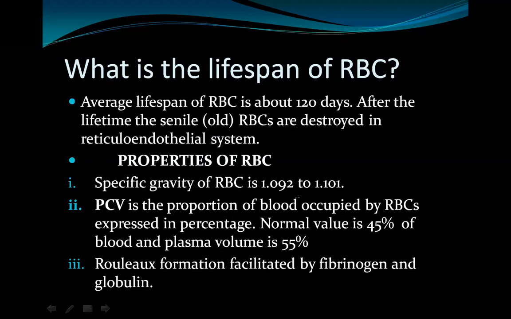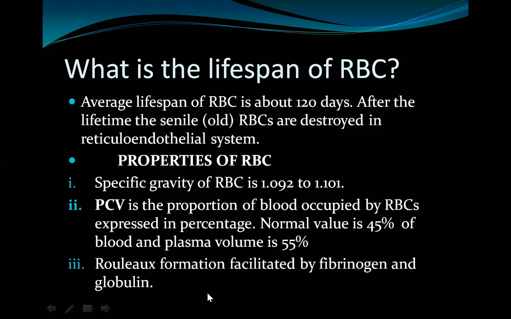So the properties of red blood cells: they have a specific gravity of 1.092 to 1.101. They have a packed cell volume. Packed cell volume is the proportion of blood that is occupied by the red blood cells, expressed in percentage. The normal packed cell volume is 45% of blood, and the plasma volume is 55. When you add this, you get 100, because you express it in percentage.